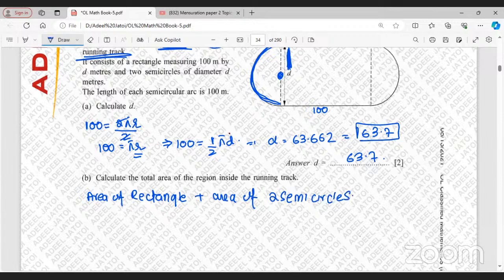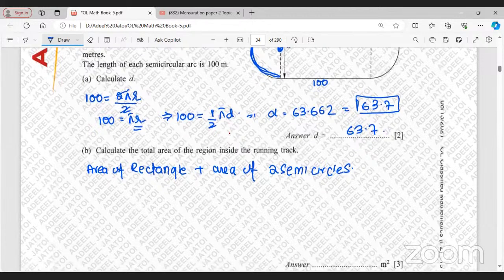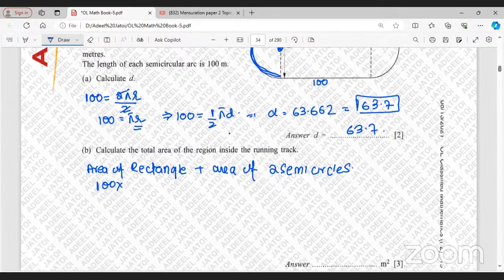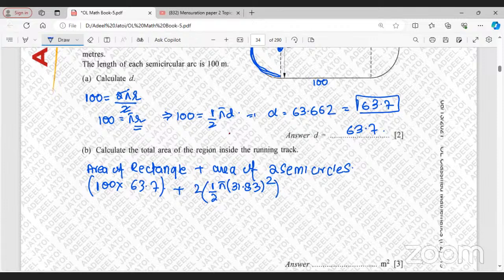Area of rectangle and area of two semicircles, right? So the area of the rectangle will be 100 into the normal length that we have, because the question wants us to find out 100 into 63.7, plus your area of two semicircles. So this should be half pi r square. So this should be 31.83 when we divide the diameter, right? And then we can obviously multiply by 2.